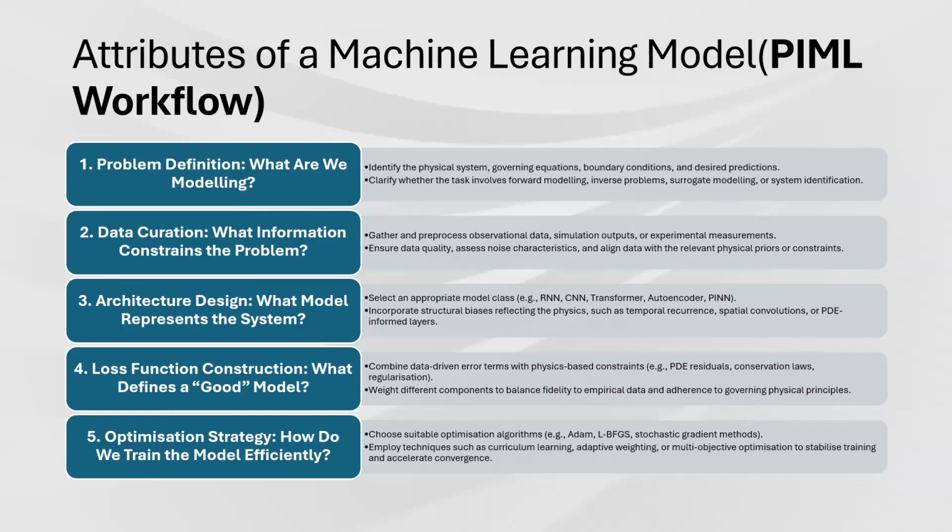If I start on the PINNs, what happens is that in a normal machine learning context, when you are developing a machine learning architecture, you have different stages. You have the problem definition, the data curation, the architectural design, loss function, and optimization. Each of these steps can be modified in a physics-informed machine learning architecture. The difference is that for PINNs, we modify the last two, basically the loss function and the optimization strategy. The architectural design changes are mostly about changing the architecture.